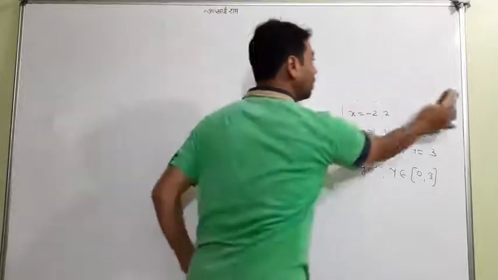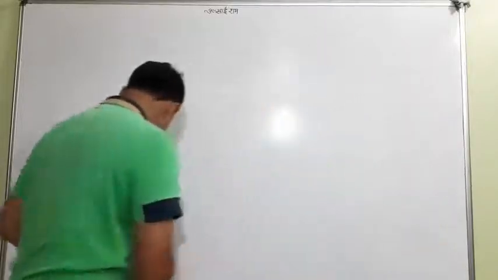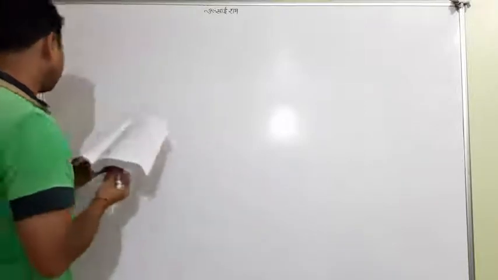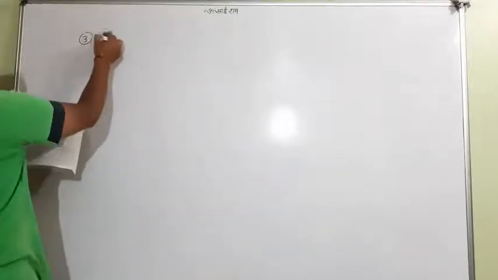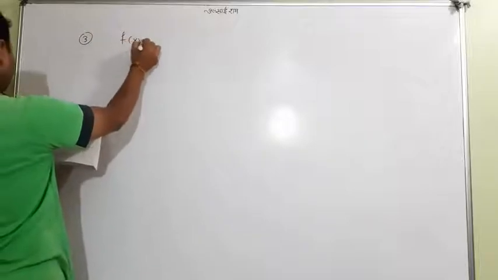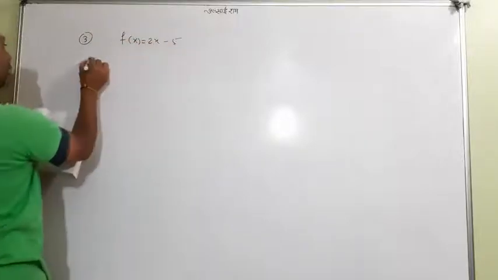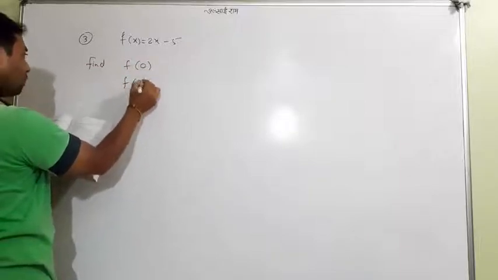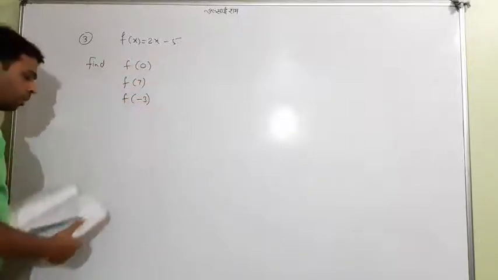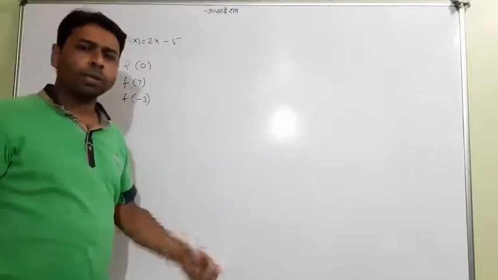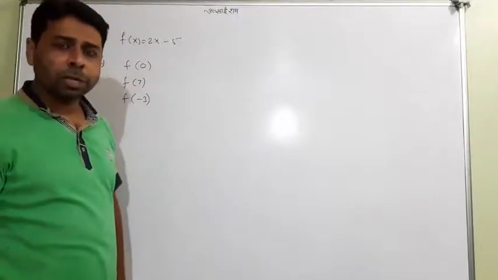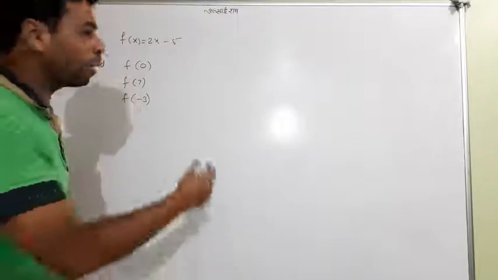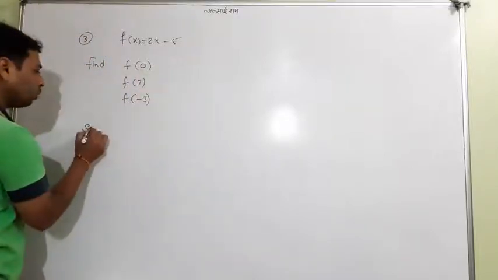Look at some questions I will tell you, which are coming here. Question number 3 is very easy. The question says, if f of x is equal to 2x minus 5, find f of 0, f of 7, f of minus 3. So without doing anything, I think you can identify this is the value of a function at a particular point. You have to find it here, and a solution we can go with.